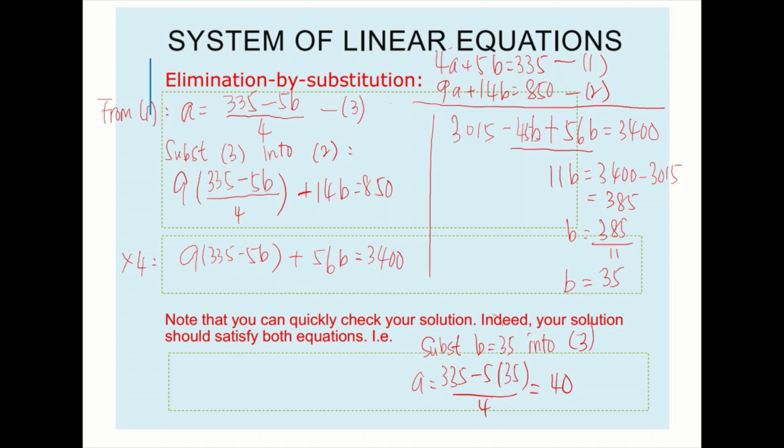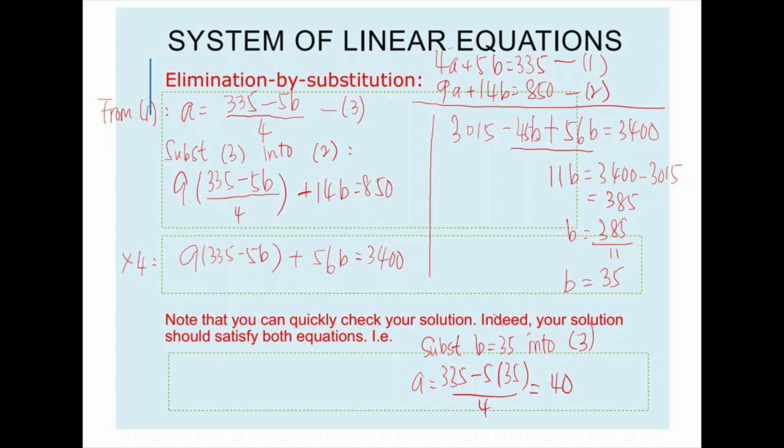So this method is called the substitution method. We replace one variable by another one. In this discussion, I replace a with b. After that, substitute into the other equation, simplify and solve the equation, so we get one variable. Finally, substitute back to the previous equation to get the a.